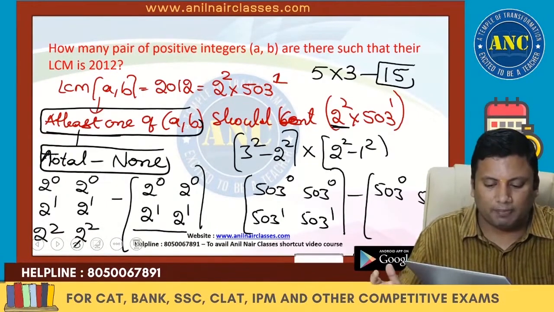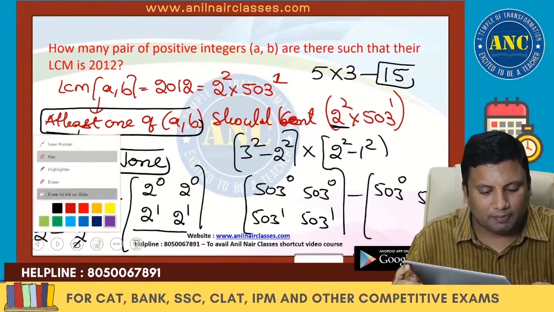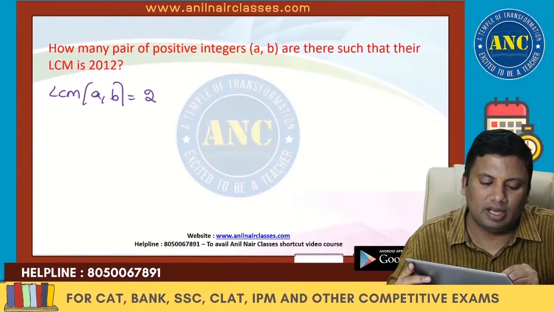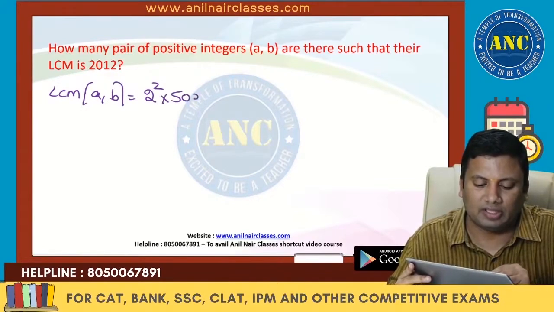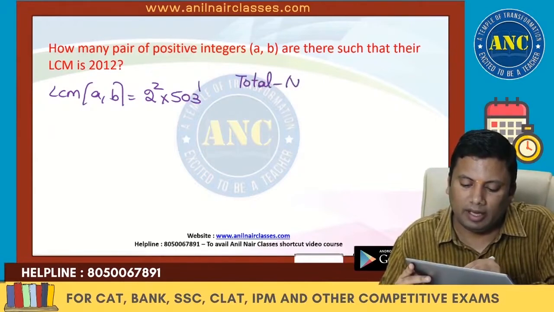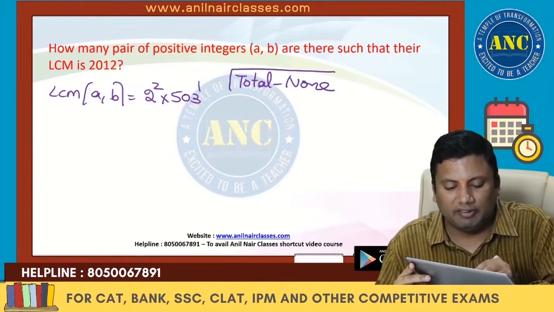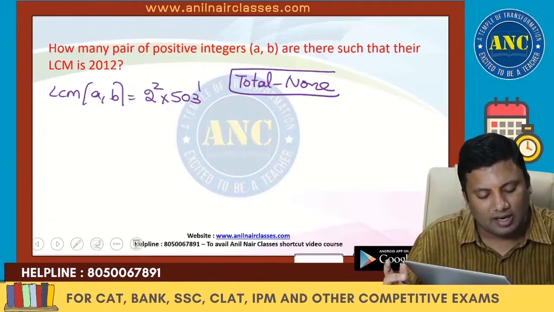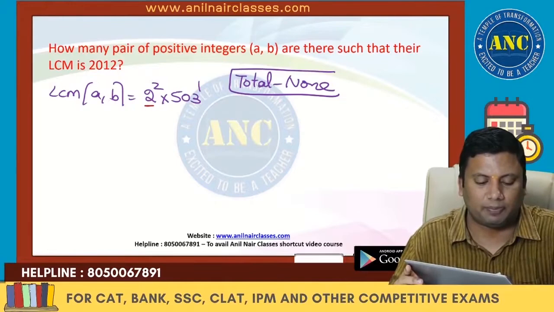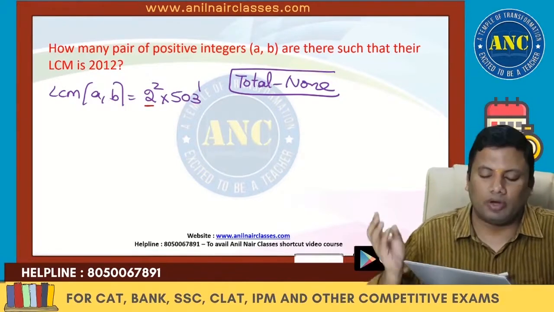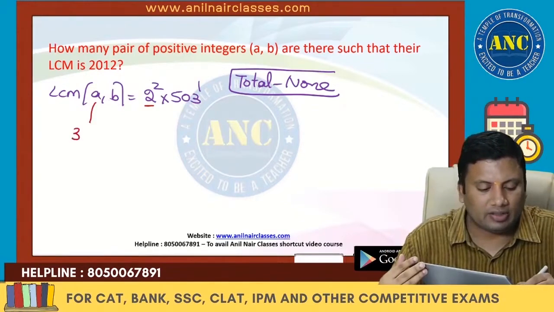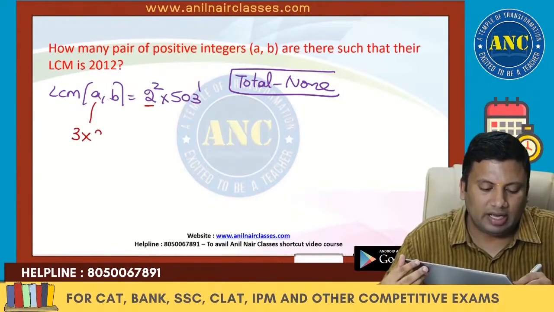We can further simplify. Now, I will further simplify. See here, sir. LCM of A comma B is 2 square into 503. The concept I am using is total minus none. Listen carefully, sir. If you know this, the next 5 problems are very, very easy for you. First we will start with the first prime base. Total 2 square: 2 power 0, 2 power 1, 2 power 2. A can take 3 cases. B can take 3 cases.